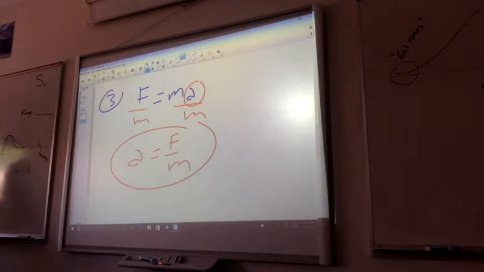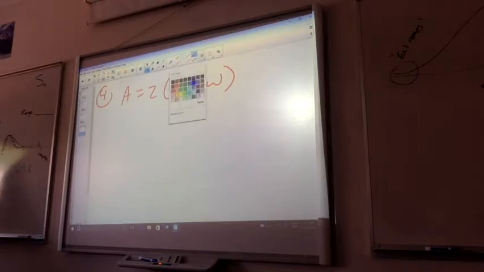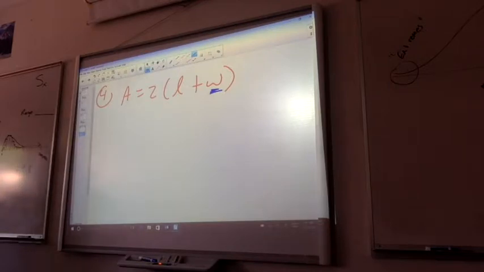Number 4. A equals 2 times the quantity L plus W. Is that right? Yeah. They want us to get W all by itself. Well, I'd say L and W are length and width, and A is area, so it's finding the area of something, I imagine. So we do have W, it happens to be inside the parentheses. Agree? So we have to somehow figure out how we start.